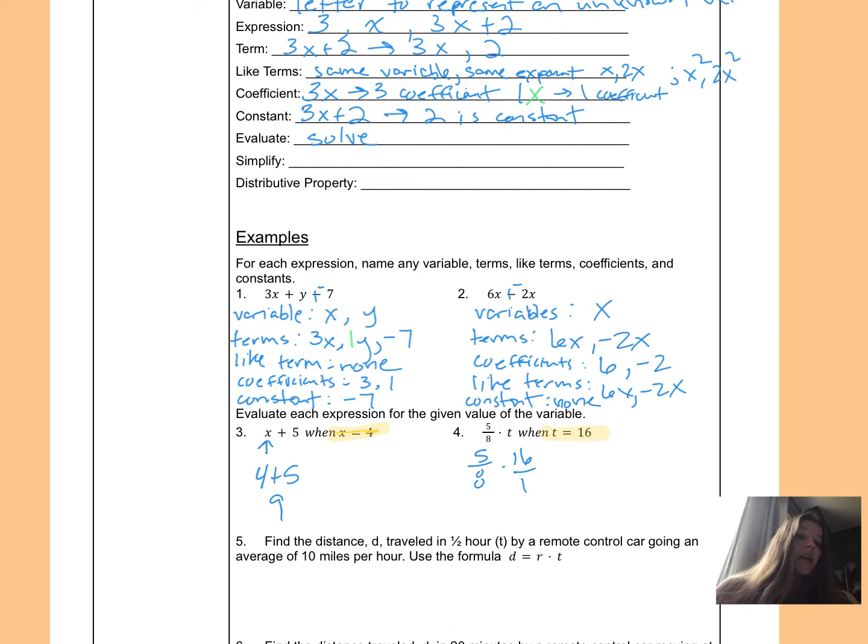And I don't want to do 5 times 16. I don't know that off the top of my head. So I'm going to choose to simplify. We can simplify from the numerator and denominator, one of each. So I know that 8 goes into 8 once, and 8 goes into 16 twice. Now I can multiply straight across. 5 times 2 is 10. 1 times 1 is 1, and that simplifies to just 10.